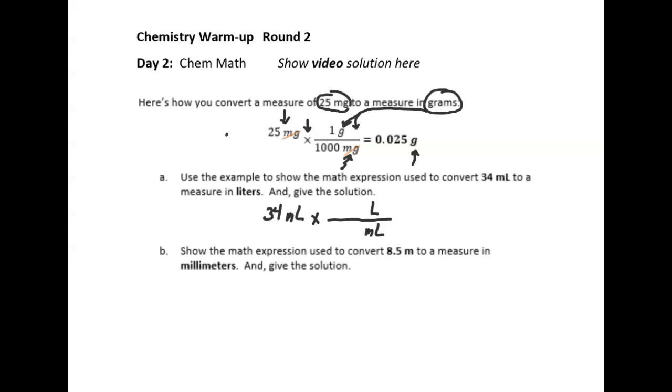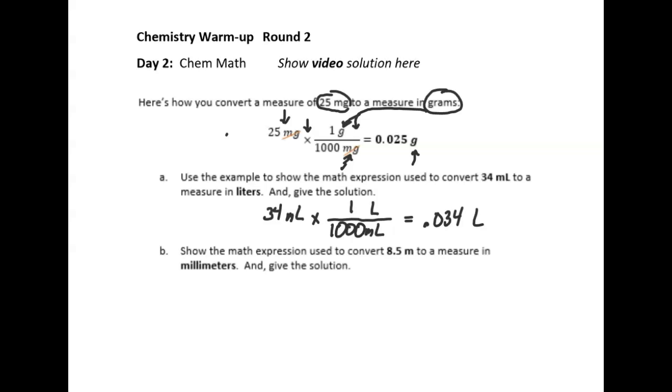milliliters. For the actual numbers in the conversion, you use background knowledge, or you might have to look it up on notes. 1 liter is equivalent to 1,000 milliliters. Mentally, or on a calculator, go 34 times 1 and then divide by 1,000. The result is 0.034 liters.